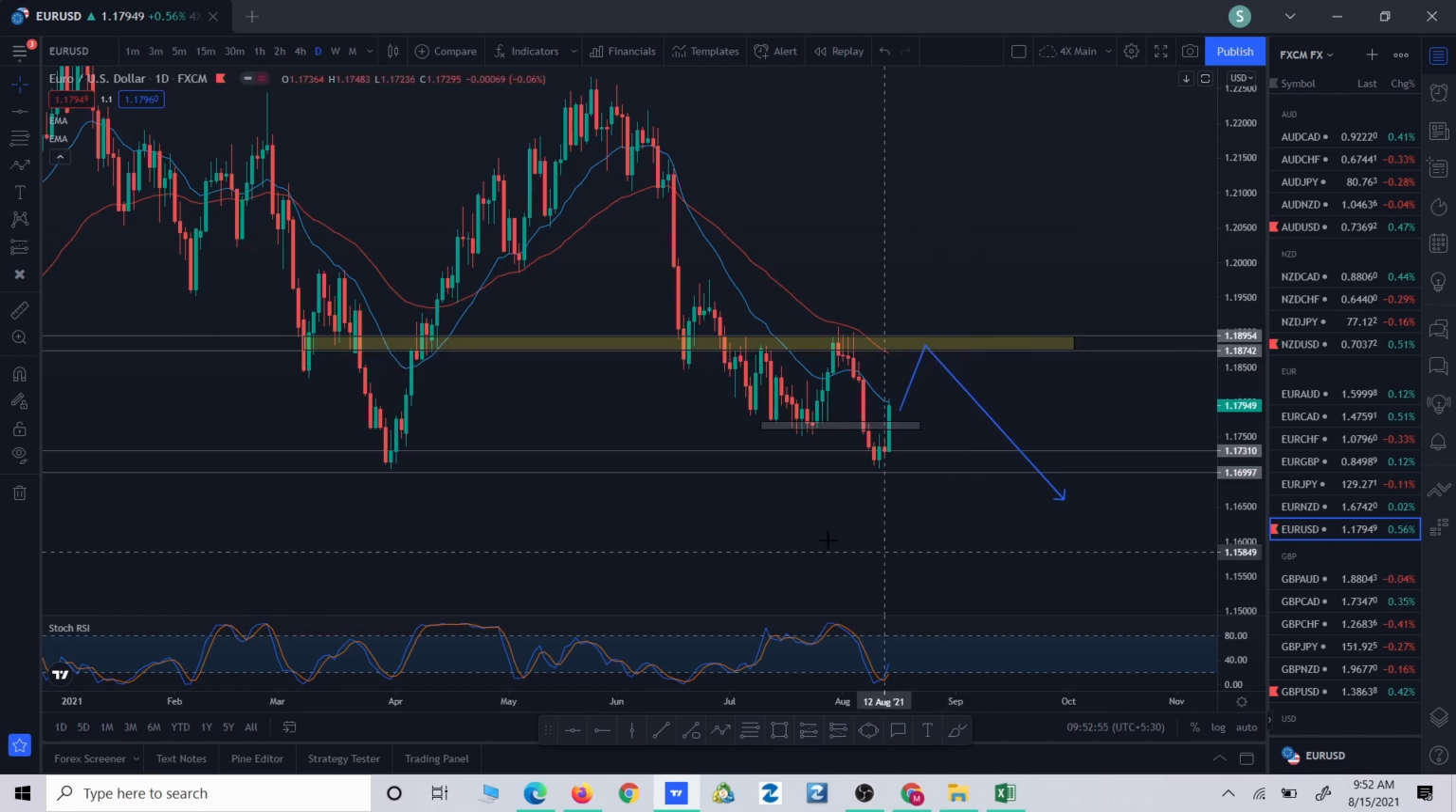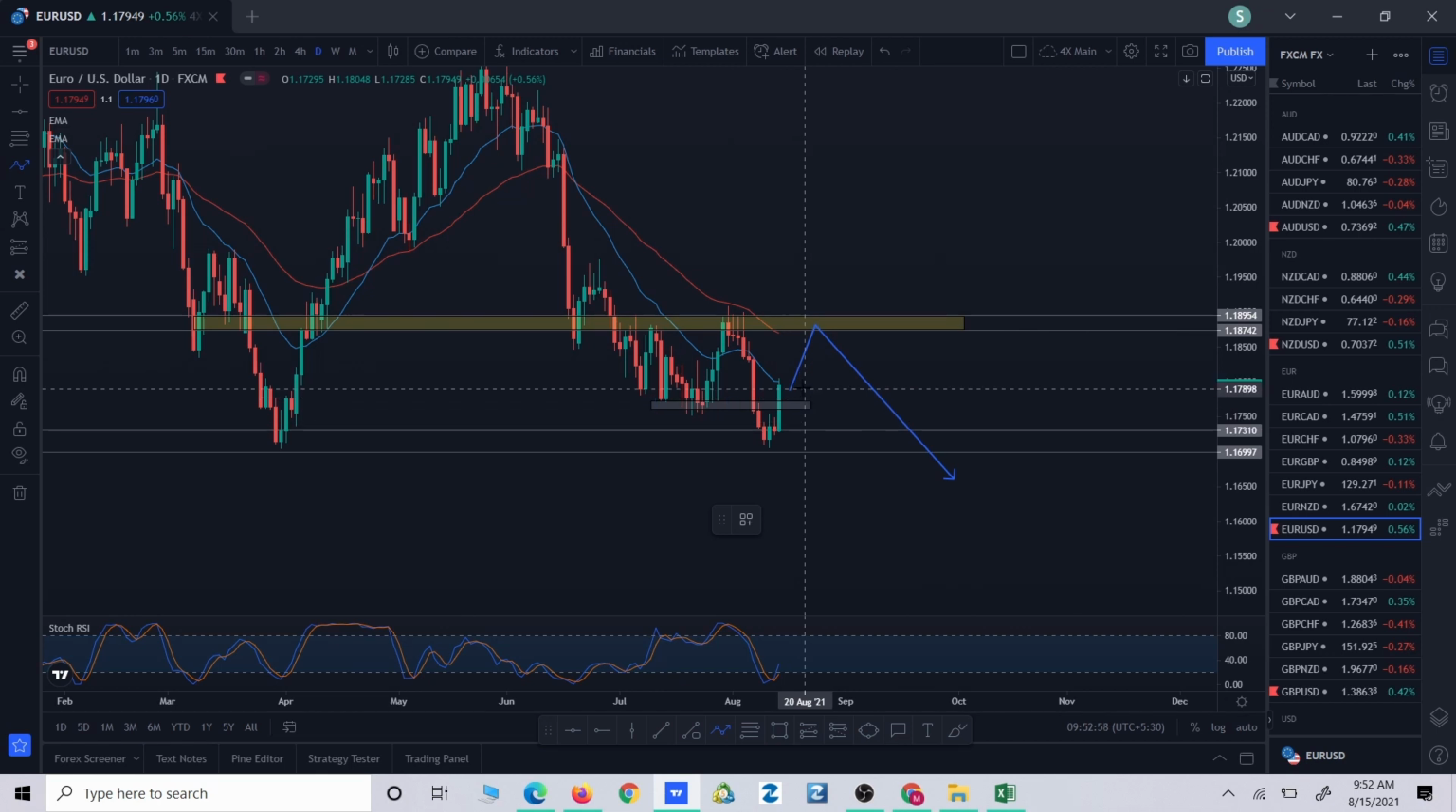So this is going to be the first setup. If price doesn't pull back to that zone and starts falling down, then we are going to wait for the price to break and close below this zone, which is a lower low and the previous low.